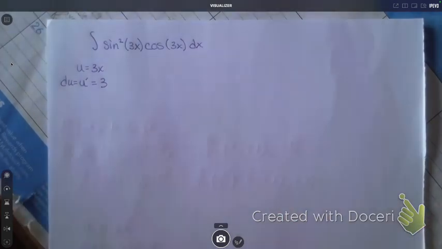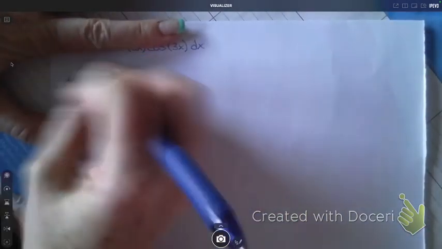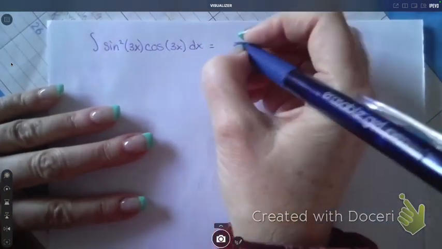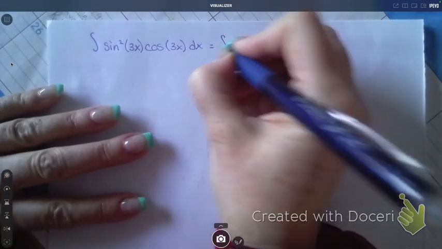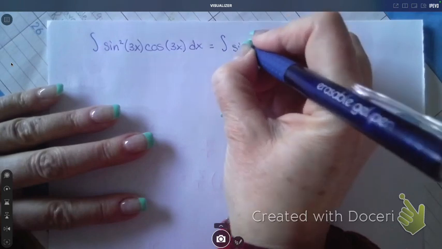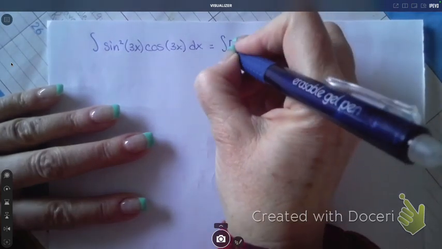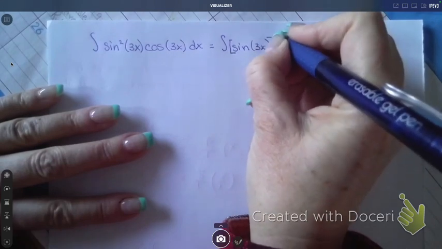Oh, no. Nope. I messed that up. Let's rewrite this so we can see it. And I know why I just messed it up. I said it and then I didn't see it. Okay, so this is really sine of 3x squared.